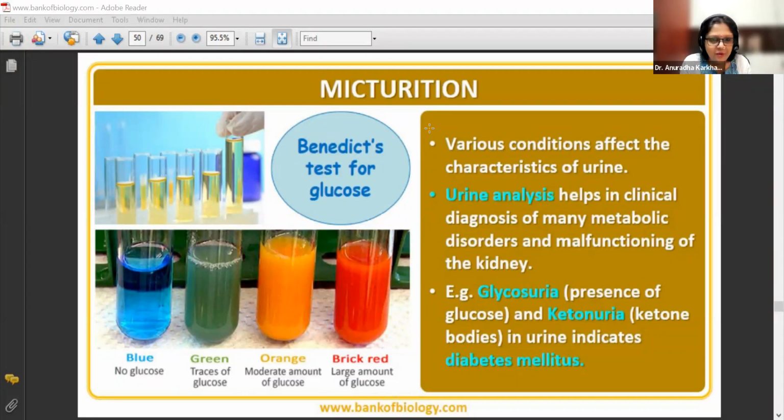Brick red. Okay. Now see, glycosuria and diabetes mellitus. Glycosuria is presence of glucose in the urine. It is an indication of diabetes mellitus disorder. So diabetes mellitus is a disorder because of non-production of insulin or less production of insulin or whatever it is. Okay.